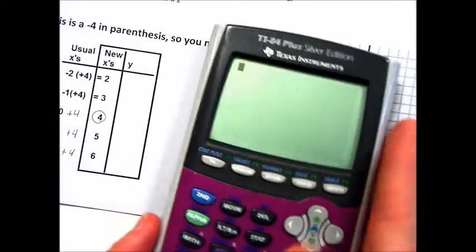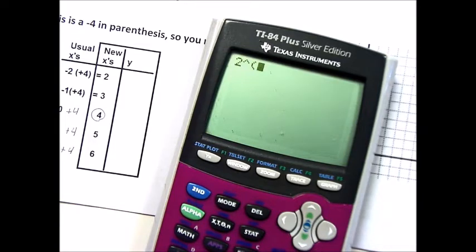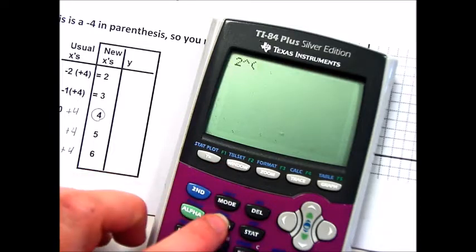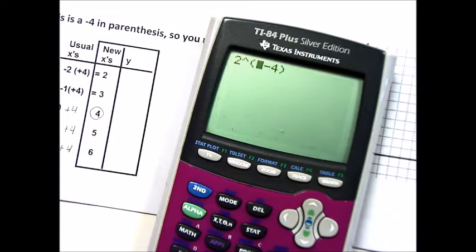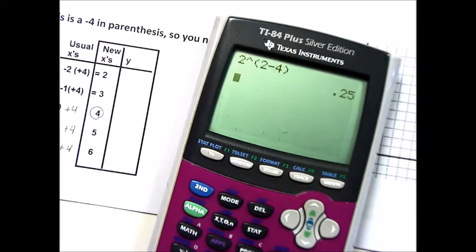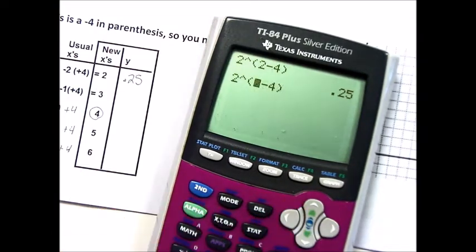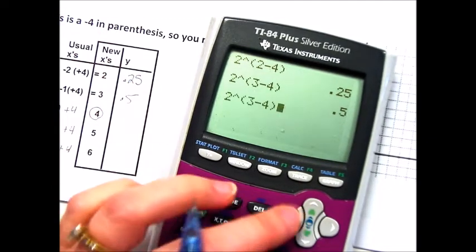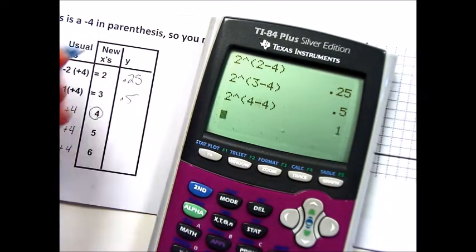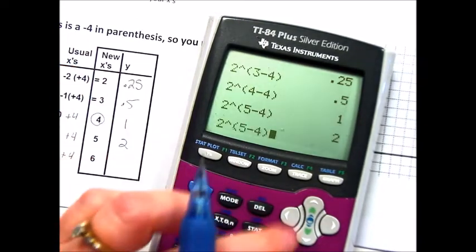All right, so when we plug it in now, we're going to plug it in the same way we have been. We have 2 to the power, and your calculators are nicer. I don't think you even need parentheses, but I do. So instead of x minus 4, we just change this x to whatever x value we're plugging in. So 2. Hit enter, answer is 0.25. Do it again, plug in 3. 0.5. Do it again, plug in 4. Do it again, plug in 5. Do it again, plug in 6.